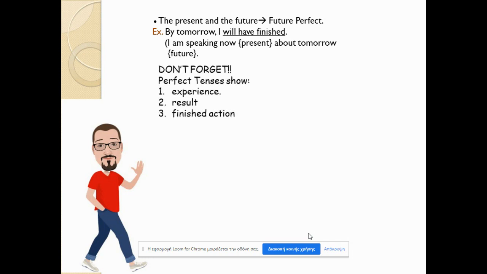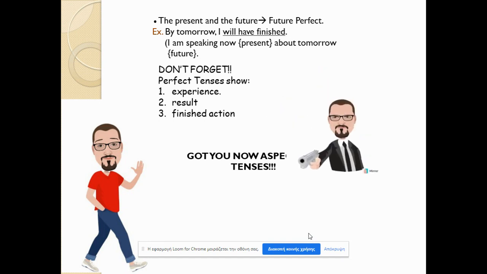And here we are. Don't forget that perfect tenses show experience. Remember, I have driven a car lots of times, so I know how to do it. Or the result, like my room is freshly painted. I have just painted it, right? So I have painted it. You can see the result. The room is freshly painted. Or finished actions. Okay, I have just finished, or they had already finished the lunch. Finished actions. Got you now, aspect of tenses.